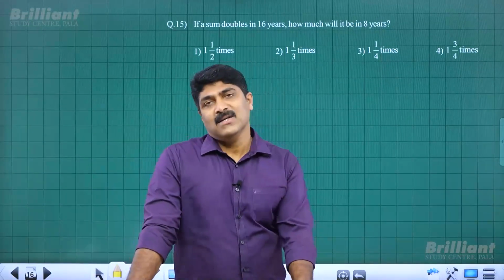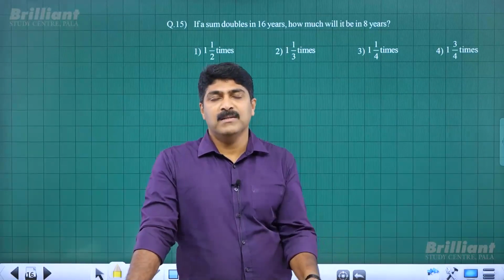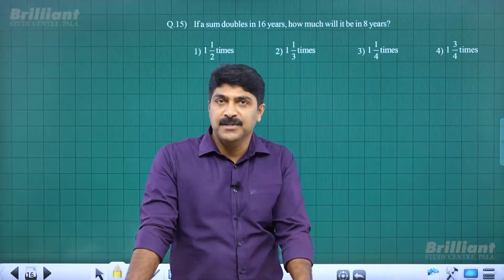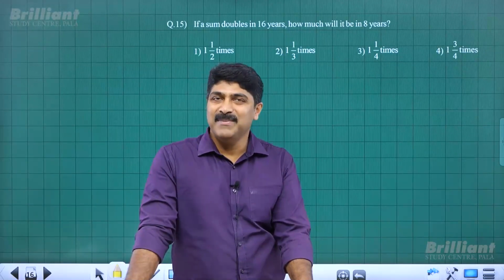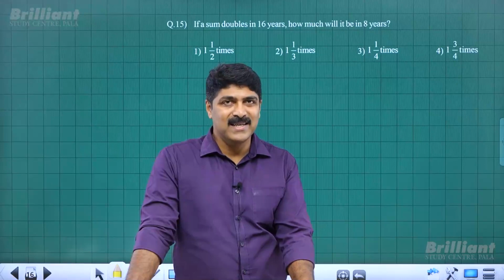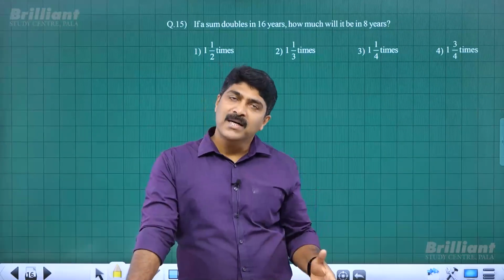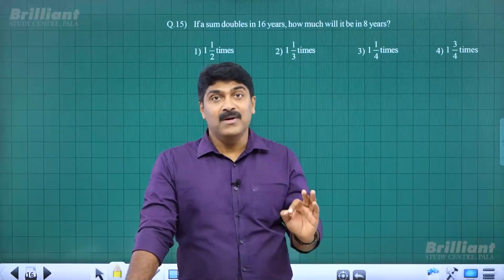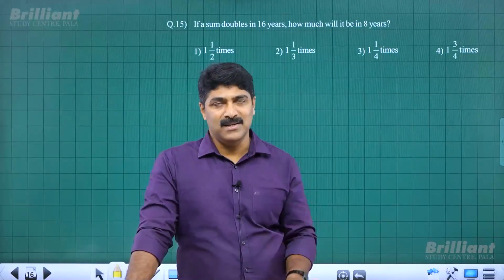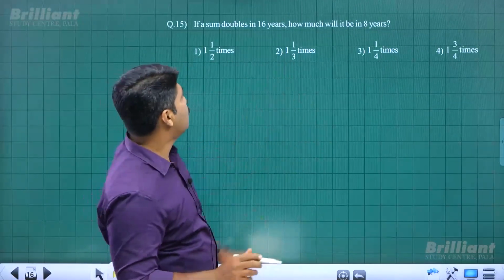So while reading such a question, do you have any idea under which type of interest calculation this falls? Whether it's simple interest or compound interest, does anybody have any doubt like that? If a question doesn't mention whether it's simple interest or compound interest, by default that's a case of simple interest. Therefore, here we are considering this a simple interest situation.